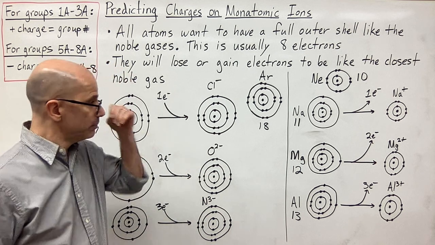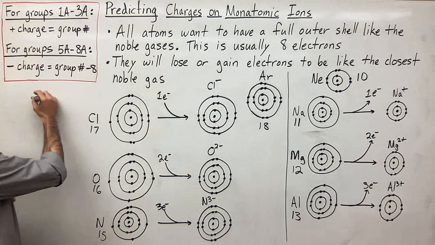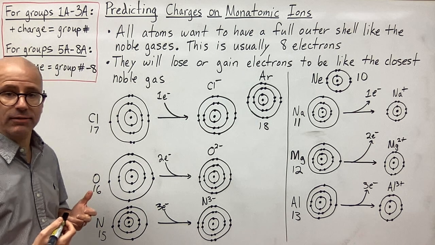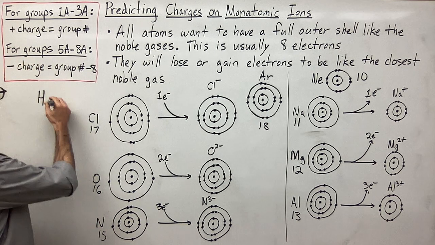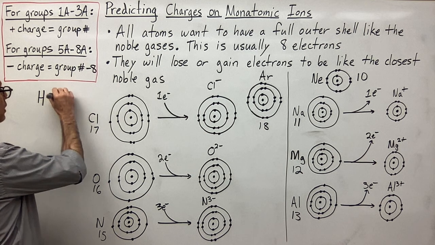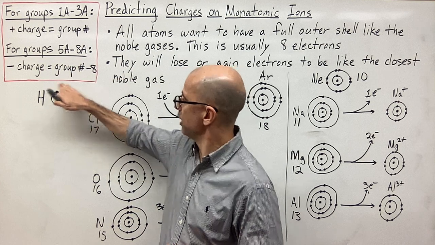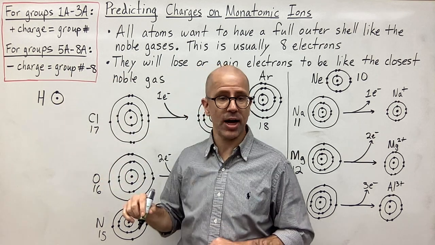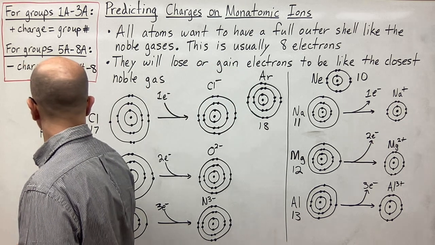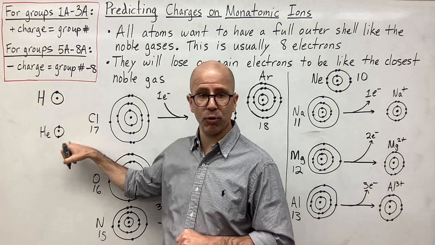Okay, so what about hydrogen, right? So hydrogen is group 1. It's going to gain 1 electron, right, to be like helium. So this is the atom of hydrogen with 1 valence electron. Helium is a noble gas. It has 2 valence electrons for a full shell.